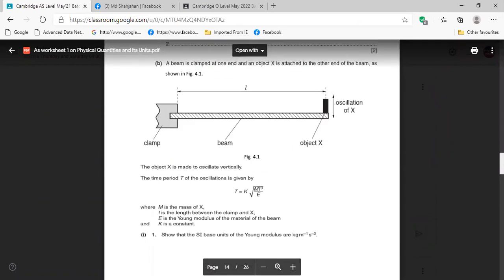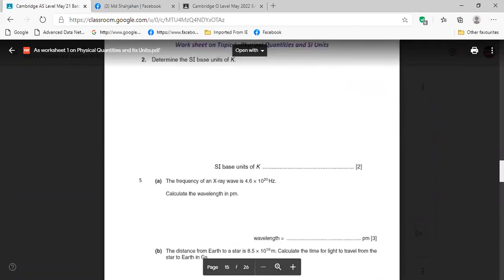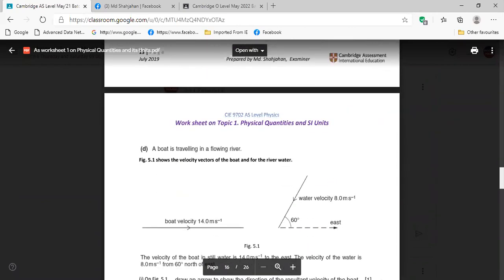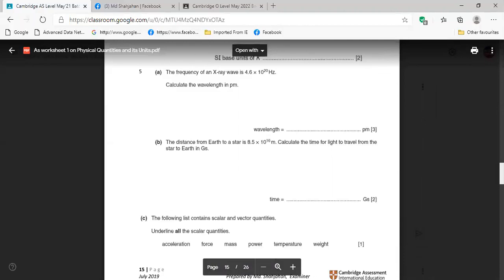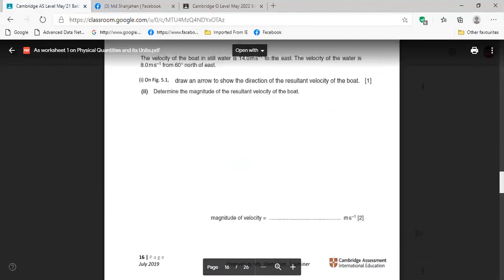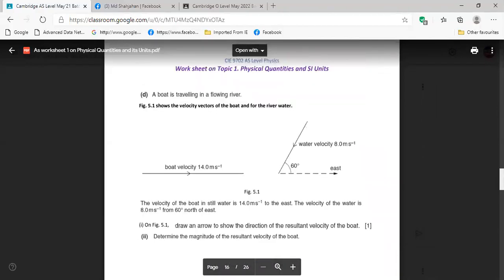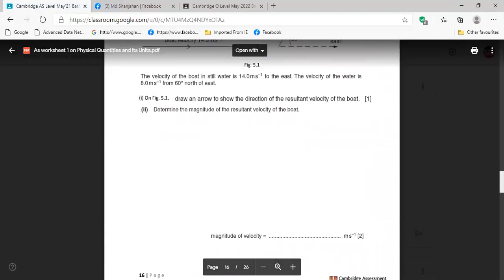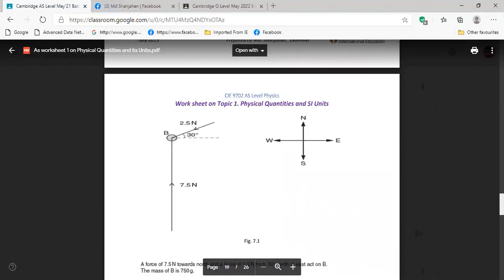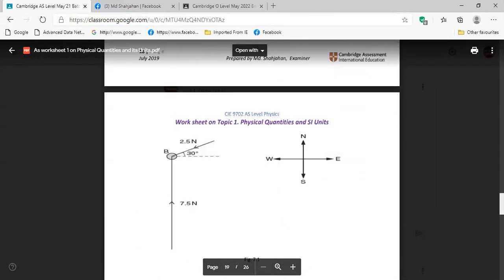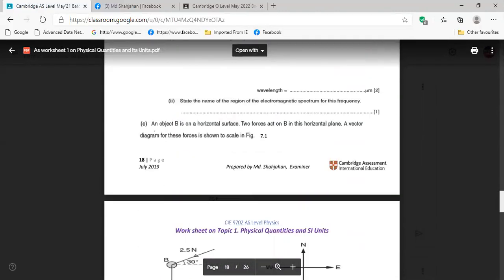7B. 7C, 7C is also there. We did 5D, right? Yes, sir, we did. Now we'll do 7C. Can you read the question, please?